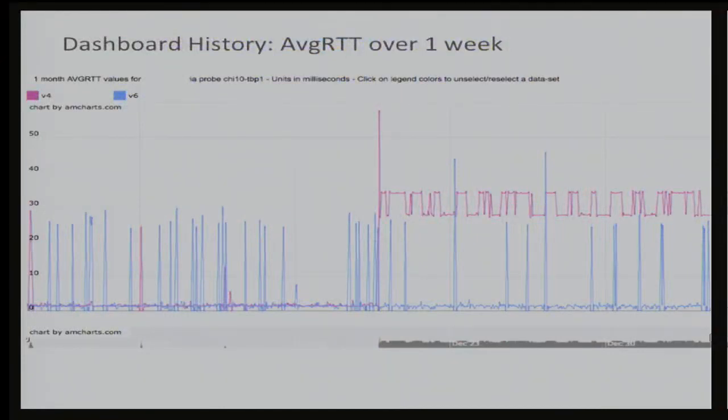In this particular case, this is average round trip time in milliseconds, and the x-axis is time. Blue is v6 and pink is v4. You can see that for the first half of this week, v6 was spiking a little bit higher, but at the baseline, v6 and v4 were pretty much about the same. And then something happened midweek. The route changed. We don't know why exactly. All of a sudden, the v4 performance degraded and was a lot higher. v4 was a lot slower.